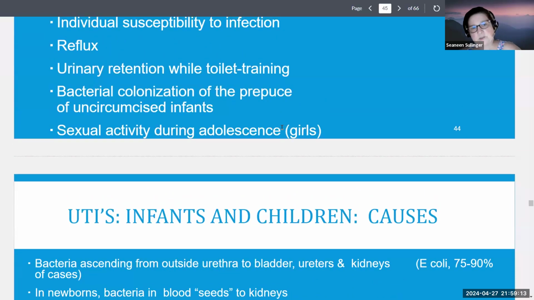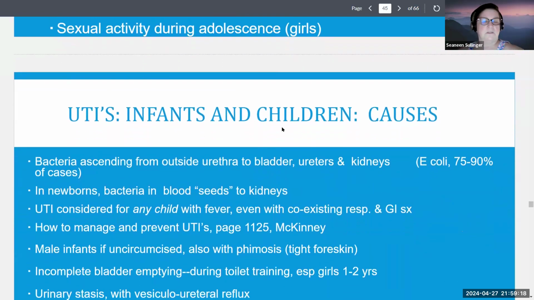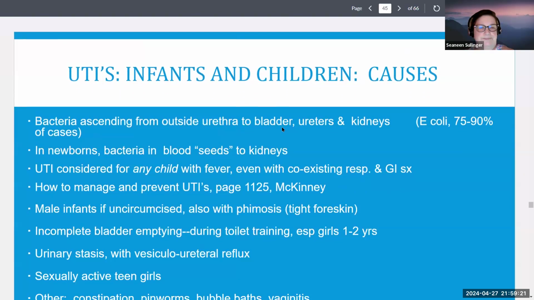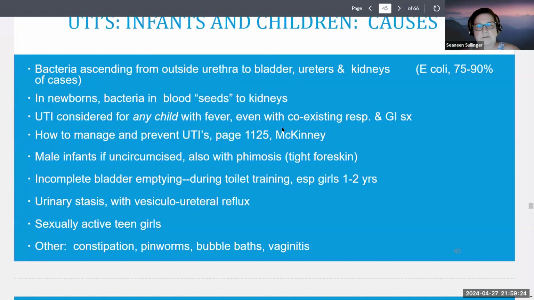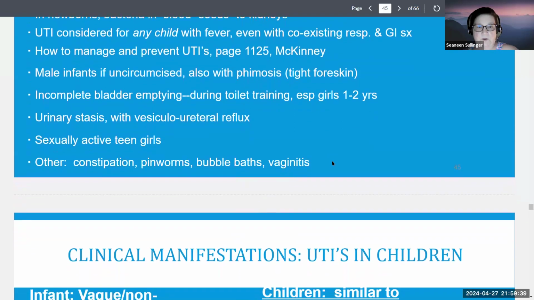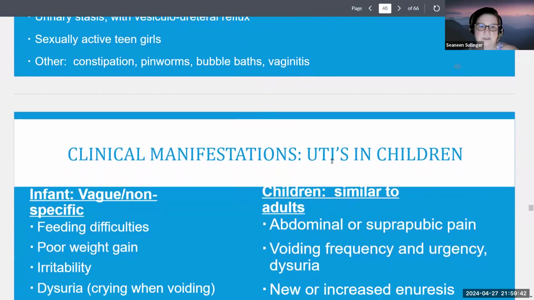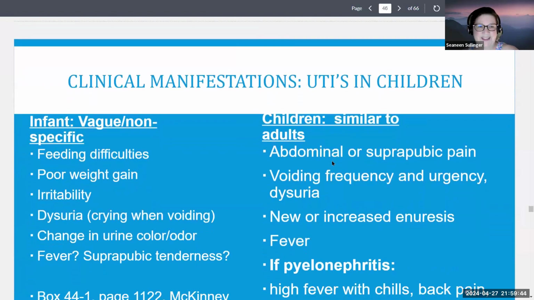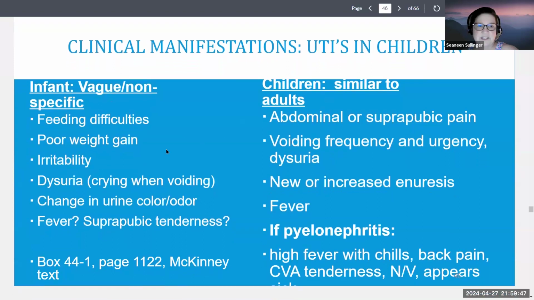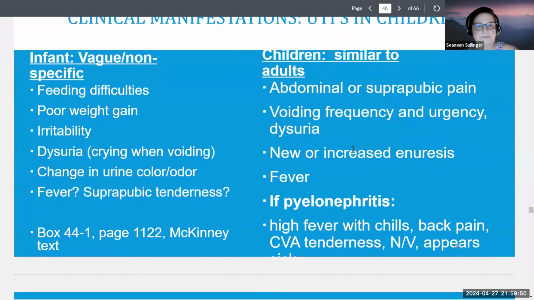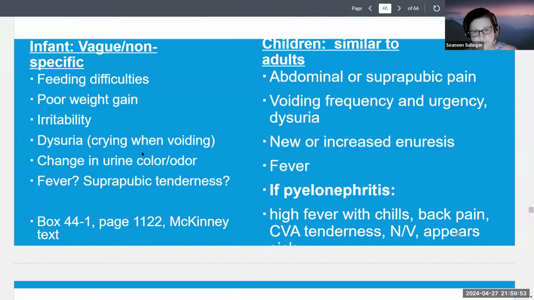Oftentimes, if an adolescent girl has a urinary tract infection, it could be because they're sexually active. At least at Natividad, we've seen babies in the NICU where they're doing UAs because they think that the baby has a urinary tract infection. Yeah, no bubble baths, or not a lot of bubble baths. And then there are different clinical manifestations in the infant or in children. The infant can't really tell us what the problem is.